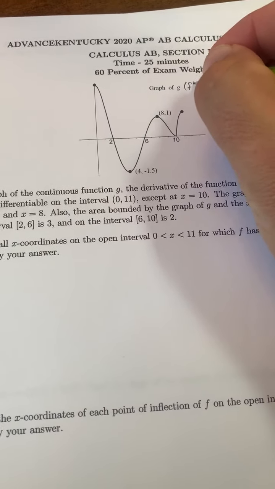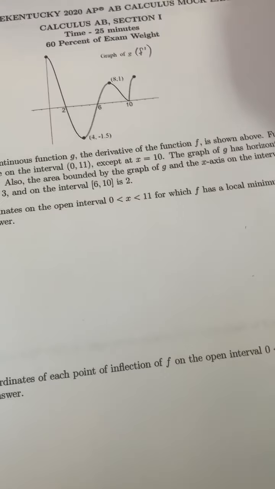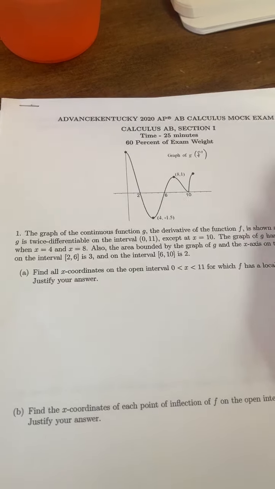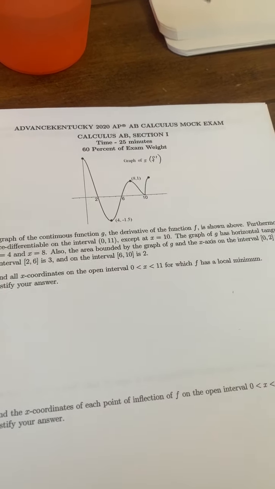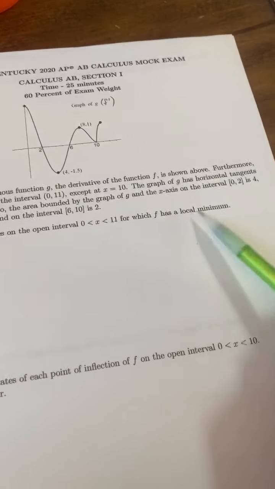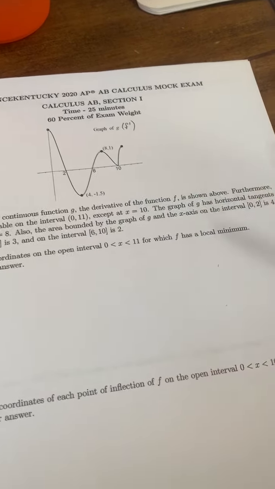So you can also call this picture f prime. And it says a bunch of stuff about it. You can read that. It says find all the coordinates on the open interval for which f has a local minimum. So we're not trying to find an absolute max because this is an open interval, so just a local minimum. So any place where this graph goes from negative to positive.